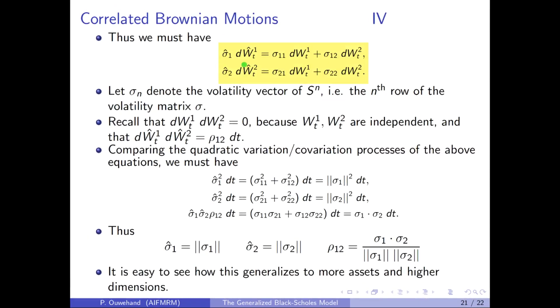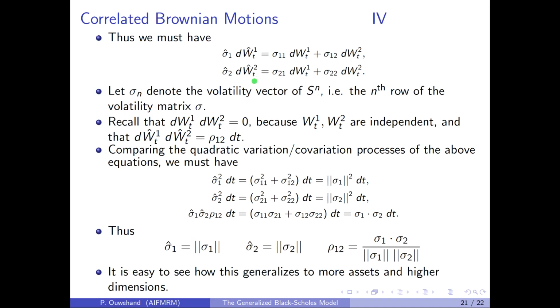Sigma 1 hat dW1 hat is equal to sigma 1 1 dW1 plus sigma 1 2 dW2, and similarly sigma 2 hat dW2 hat is equal to sigma 2 1 dW1 plus sigma 2 2 dW2. Now let sigma n denote the volatility vector of the nth asset, in other words the nth row of the volatility matrix sigma. Recall that dW1 times dW2 is equal to 0 because W1 and W2 are independent, but that dW1 hat times dW2 hat is equal to rho 1 2 dt, where rho 1 2 is the correlation between W1 hat and W2 hat.